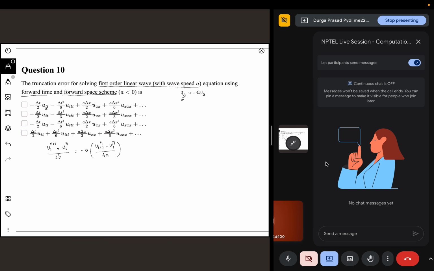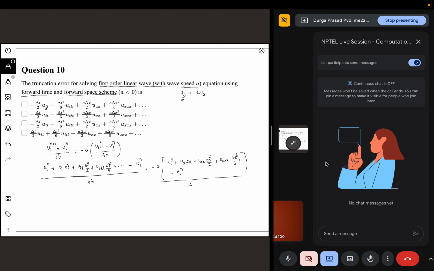So you can take the entire thing on the right hand side or left hand side, and then you can see that this is something like u_t plus, so u_i^(n+1) will be u_i^n plus u_t delta t plus u_tt delta t square by 2 plus u_ttt delta t cube by 6 and so on, minus u_i^n by delta t, is minus a times u_(i+1), which is again similar, u_i^n plus u_x delta x plus u_xx delta x square by 2 plus u_xxx delta x cube by 6 and so on, minus u_i^n, divided by delta x.